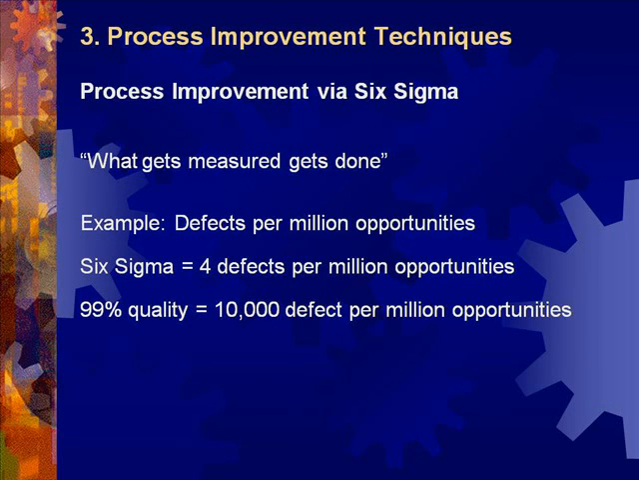A more recent version of an improvement process is called Six Sigma. Primary notion here is what gets measured gets done. You break the process down into opportunities for disappointment. Then you measure how often you get disappointed with that process. So, for example, if I have 1 million opportunities within a variety of processes to cause a disappointment, and I only have 4 defects in that million opportunities, I'm at a Six Sigma level. In older jargon, 99% quality is actually 10,000 defects per million opportunities. Not acceptable in this day and age.